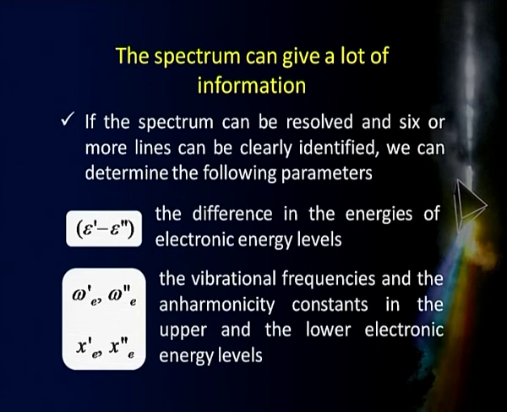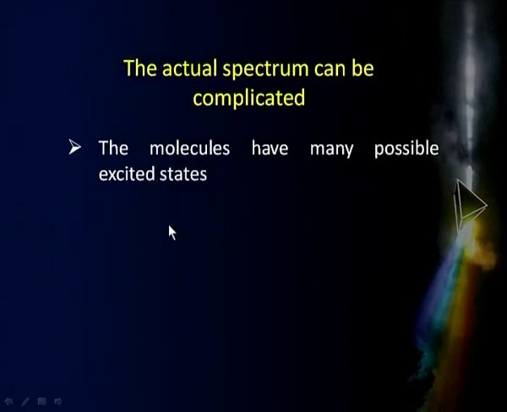Okay. Now, it looks very simple, that we just get some lines which we can analyze and get a lot of information, but actually the spectrum does not come out to be that simple. The spectrum is a little complicated because a given molecule may have a number of possible excited states. We just talked about only 2 levels, the starting ground state and one excited state, but suppose there are a number of excited states possible, which there are, in that case there will be a large number of transitions.